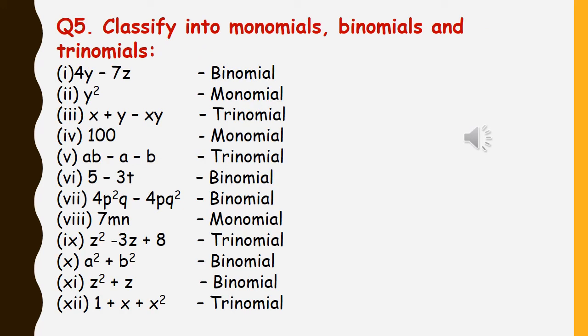Question number 5, classify into monomials, binomials and trinomials. That means we have to identify how many terms are there in a given expression. Part A, in the given expression we have two terms, 4y and 7z. So it is a binomial. Part 2, y square, it has only one term, so it is a monomial. Part 3, x plus y minus xy, it has three terms, it is a trinomial. I think all of you can identify which one is monomial, which one is binomial and which one is trinomial in the rest of the examples.